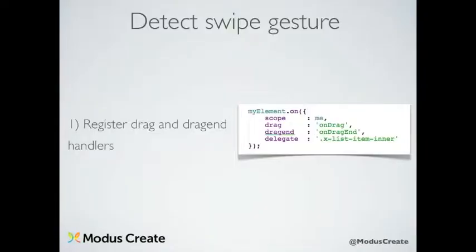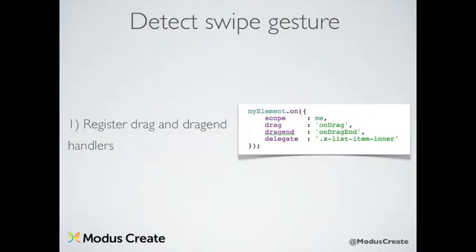So this is the way it works. This block of code actually exists inside the list item class. And my element essentially points to this element, okay? So we're listening to the drag event and the drag end events. But we're only listening to those events on the elements whose class is x-list-item-inner. So with Sencha Touch, I can say, listen to these events, but only if they happen on this element with this specific CSS class.